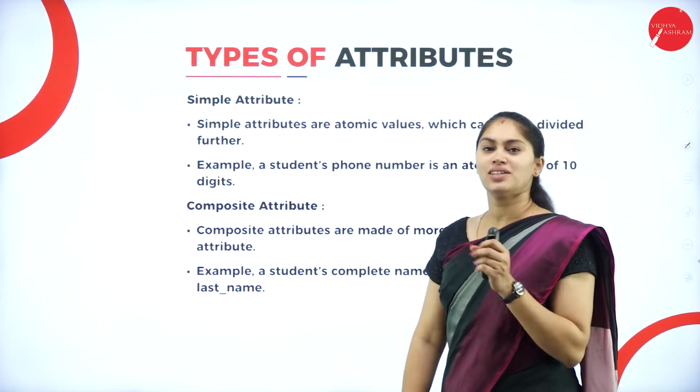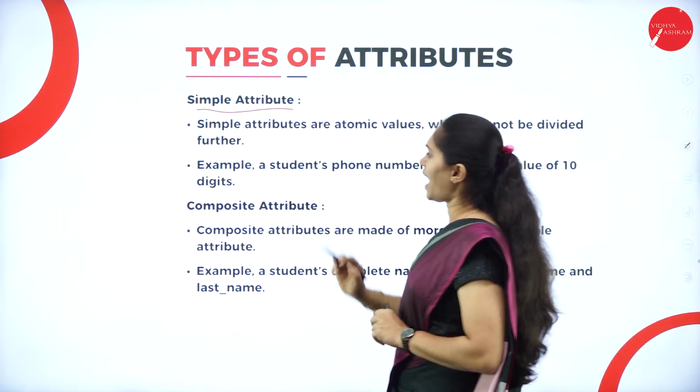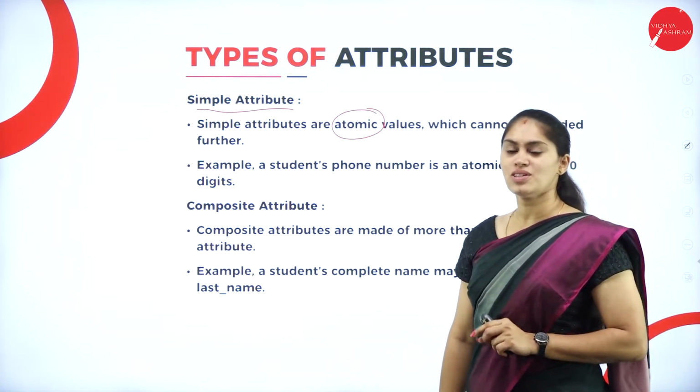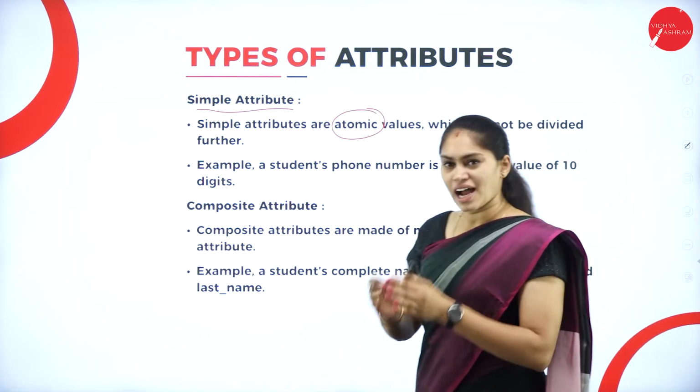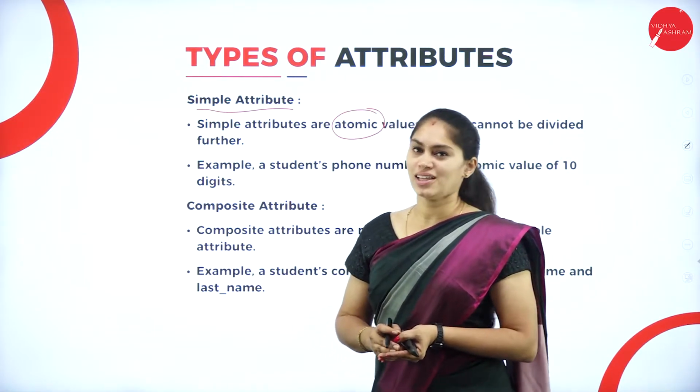Now we'll see about the types of attribute. What is the first type? That is the simple attribute. This is also called an atomic attribute. Simple in the sense what? The attribute value which cannot be further divided. Then we are going to call that a simple attribute.